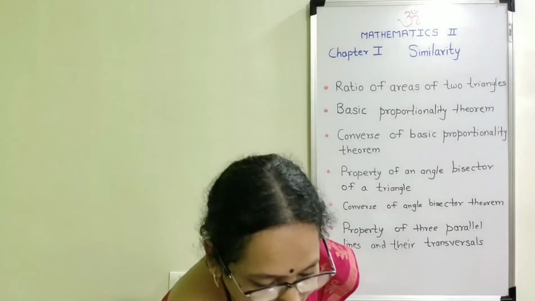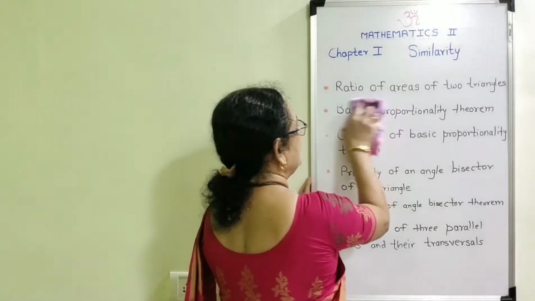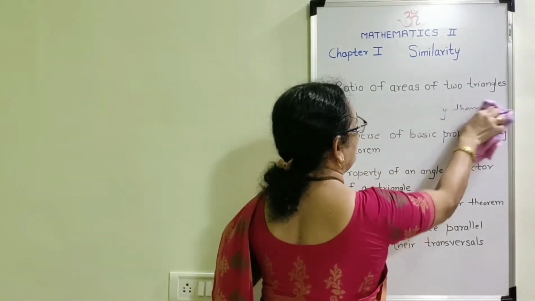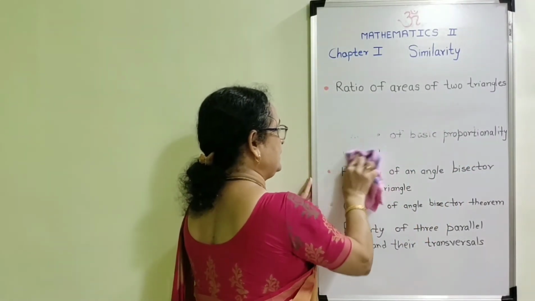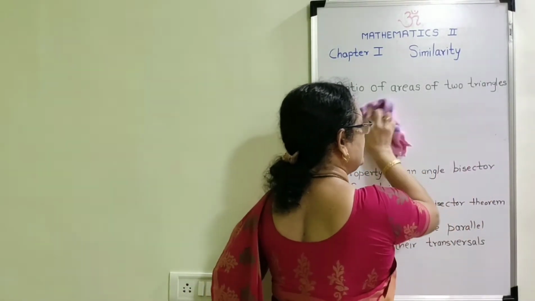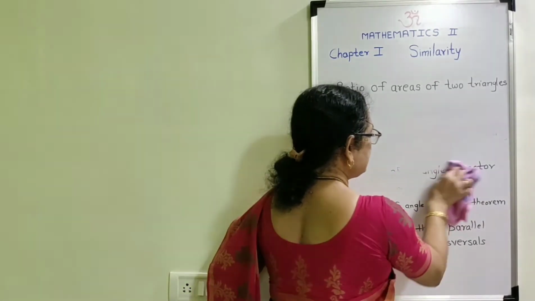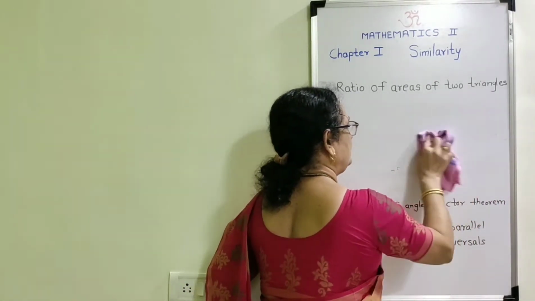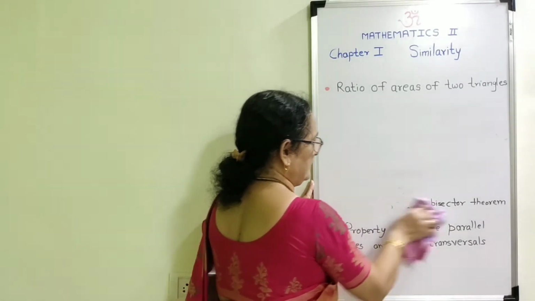Now let us start the first point, that is the ratio of areas of two triangles. For this point we need some previous knowledge, the concepts which we have completed in 9th standard. Now let us recall first of all how you are going to find out the area of a triangle.